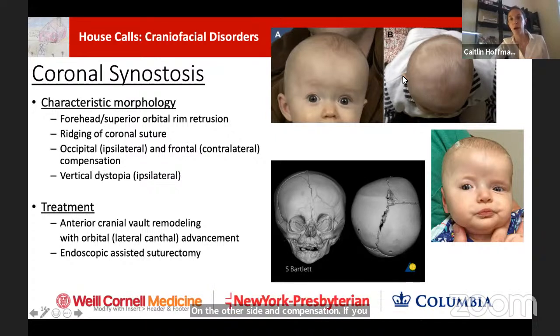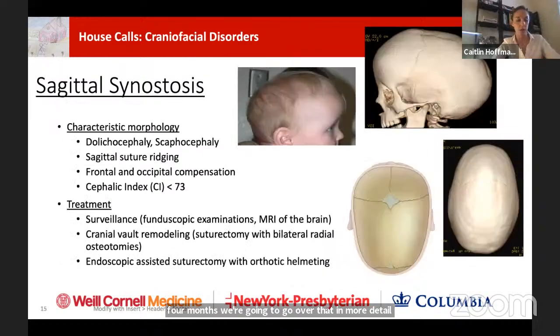If you look at this from above, you see, again, there's flattening on the side that's fused. There's bossing on the side that is not. If we look at this on CT, we see this very clear ridging of that coronal suture, closure of that coronal suture on CT, and patency of the remaining. This is yet another example of a right-sided coronal synostosis on the child to the right. And the treatment for this, historically, was only an anterior cranial vault remodeling at age 6 to 8 months, but now includes endoscopic assisted suturectomy if diagnosed prior to 4 months. We're going to go over that in more detail in a moment once we get past diagnosis.